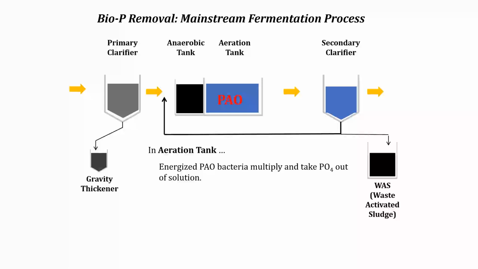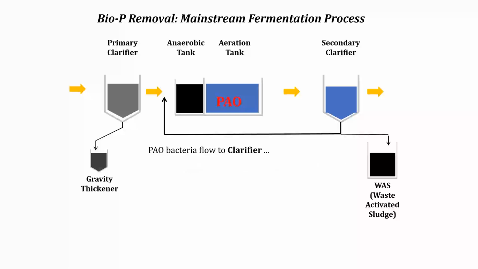We've energized the critters, we've grown the critters, and they're going to flow into the clarifier, and we're going to waste them out as waste sludge. And then we're going to use some of them, of course, to reseed and go through this cycle all over again.